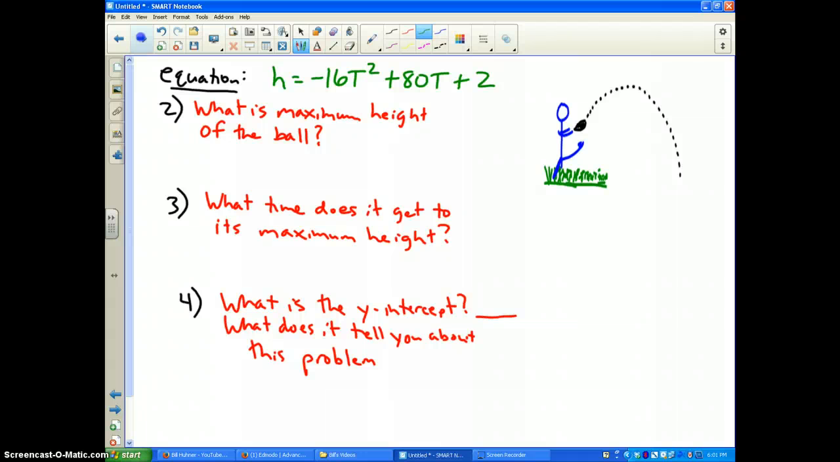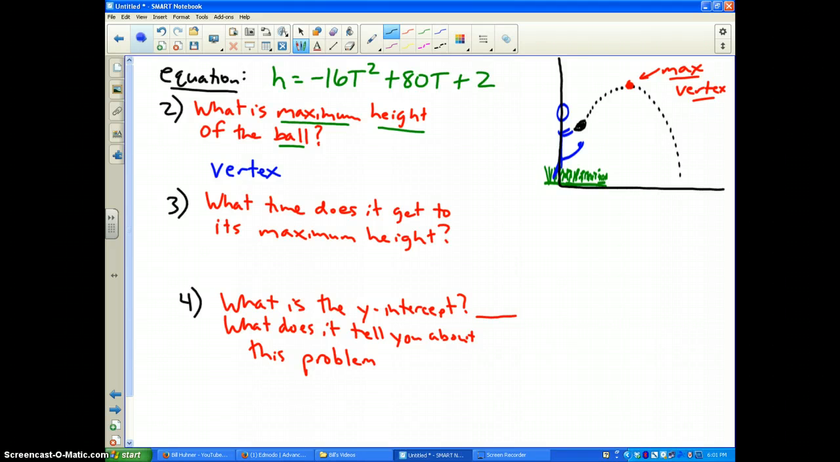So, first thing we need to talk about, we want to know what's the maximum height of the ball. Well, if you look at my picture, which I'm going to put up here in red, here is the maximum height. We all know that that point is called the vertex. And from all the prior things that we have done about vertex, that's what we need to find. I'm actually going to draw an x and y-axis on my picture here. Here's the y-axis, and here's my x-axis.